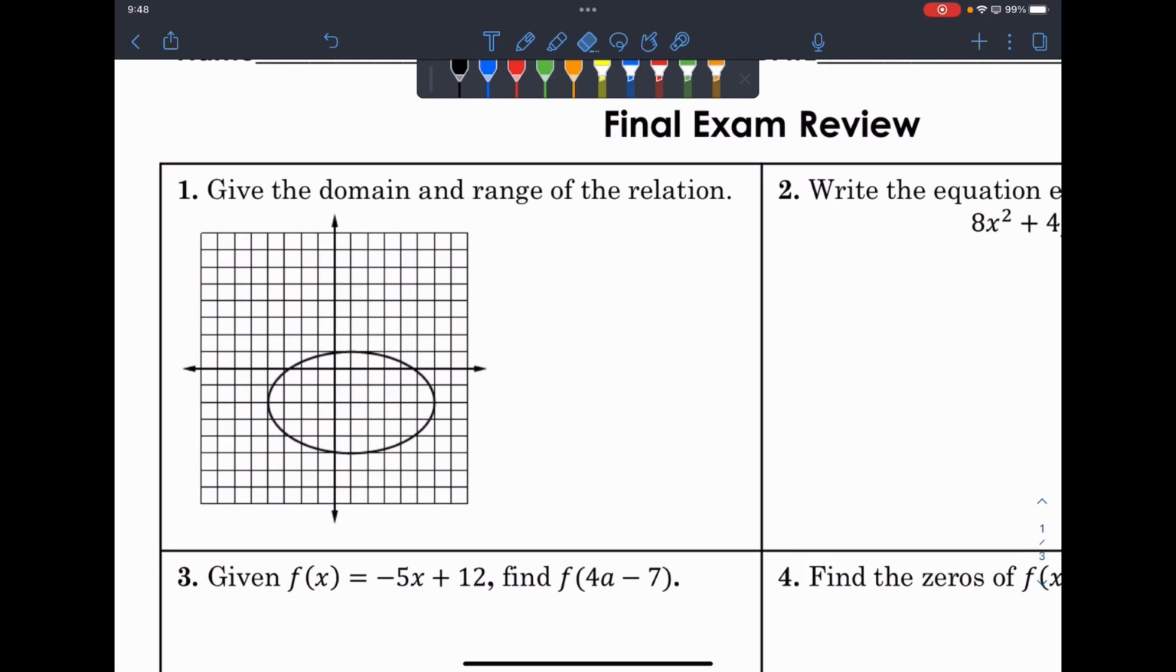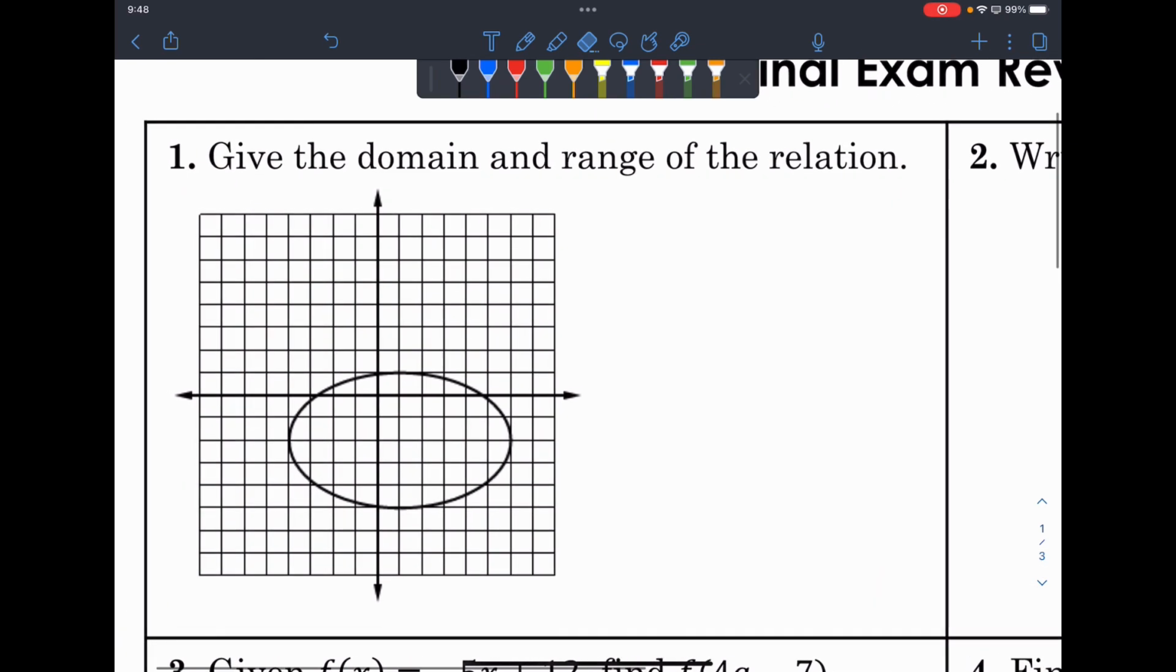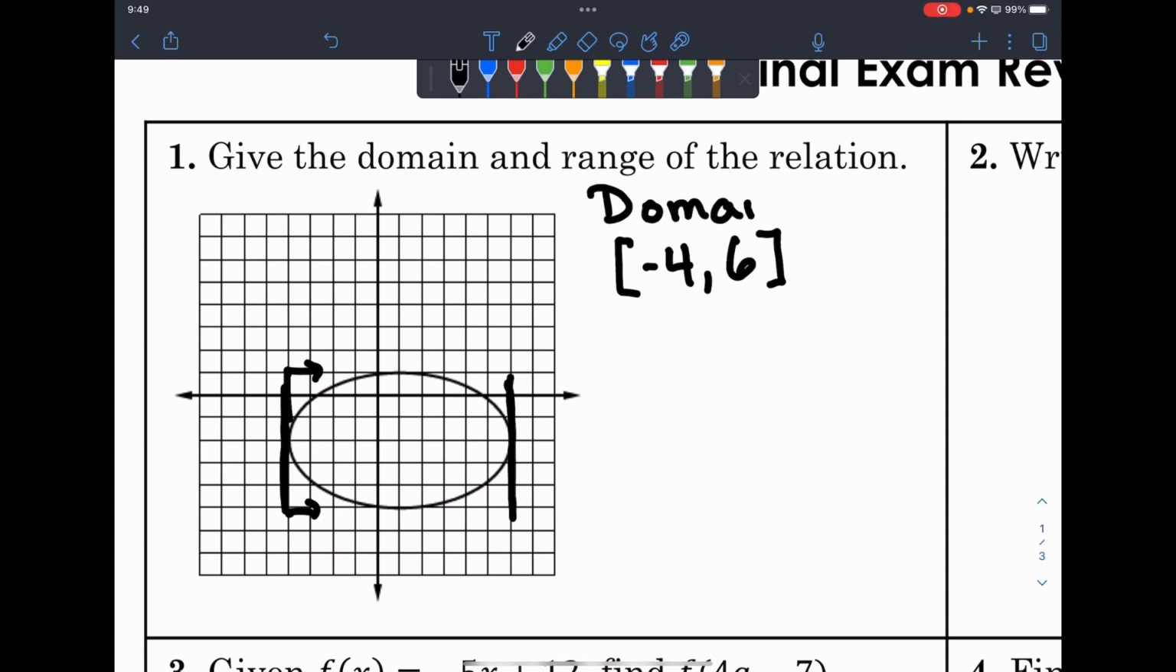On problem number 1, you are asked to give the domain and range of this relation as an interval. So let's look at what the answer is. Right here, our domain are the x-coordinates of this relation, all the x-coordinates of this relation. So that would be all of the values between -4 and +6. So this is the domain of this relation.